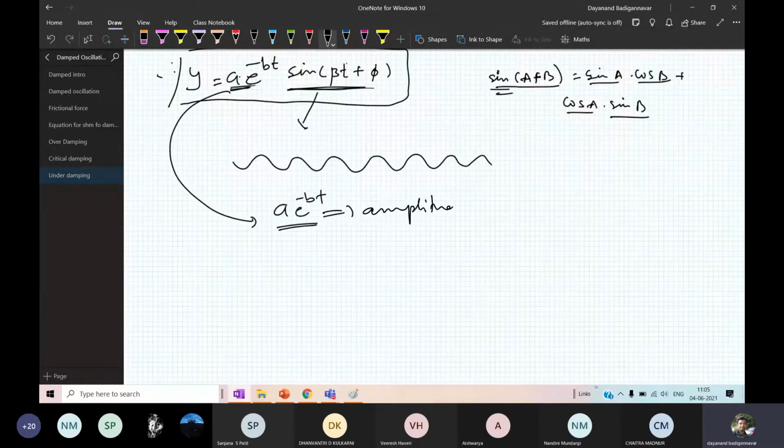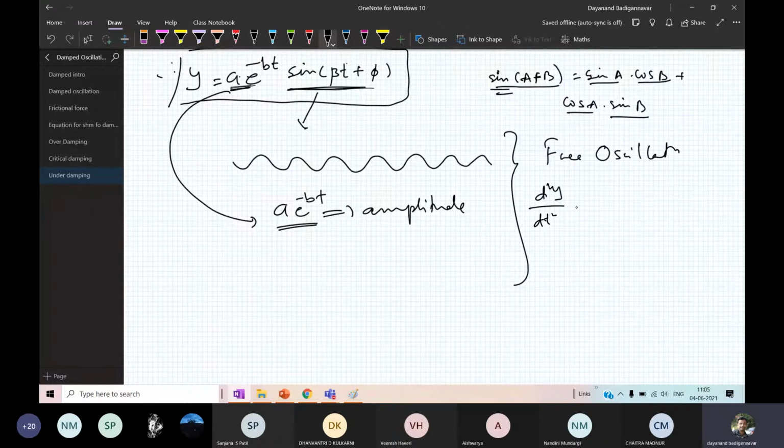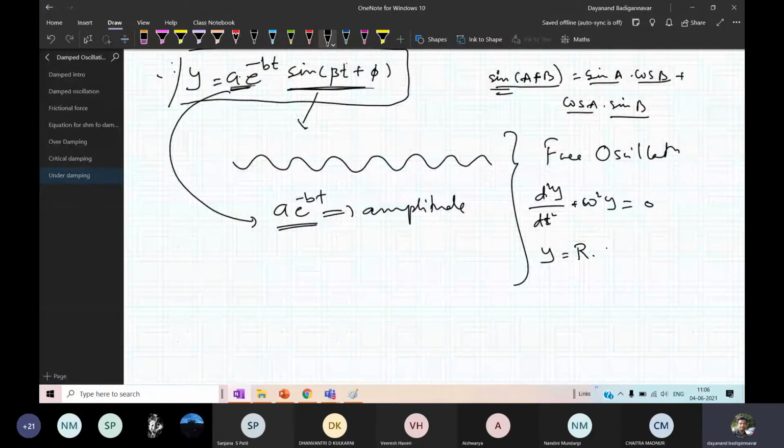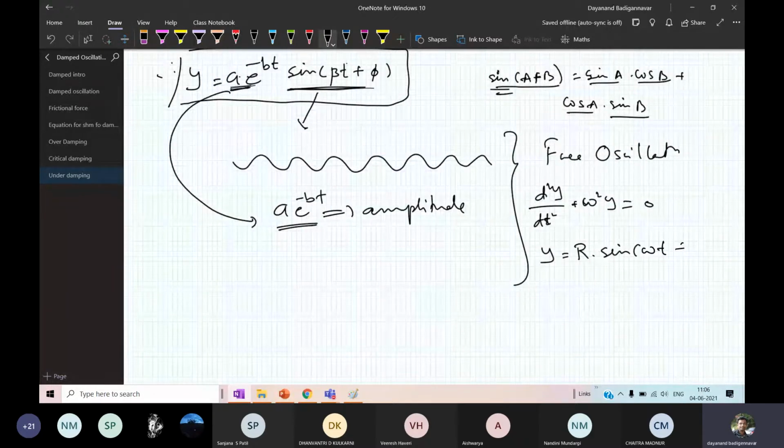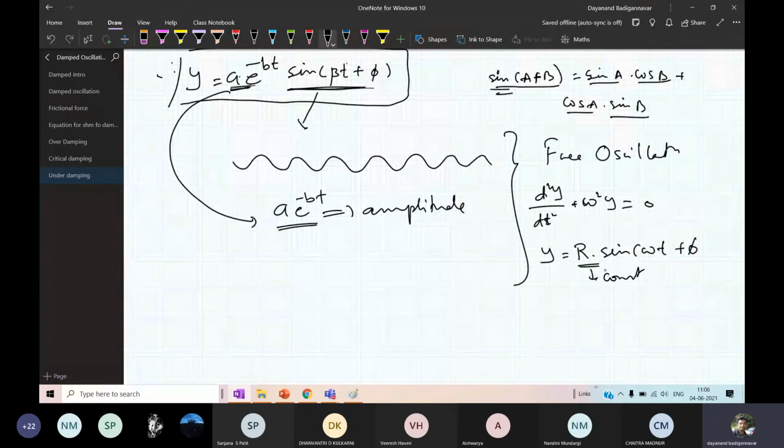Now in the free oscillation, just for your reference, I will write here, for free oscillations, the equation was d2y by dt square plus omega square y equal to 0. This was the equation for the free oscillation for SHM. But if you solve that equation, you get the value of displacement y, that is equal to r into sine of omega t plus phi.